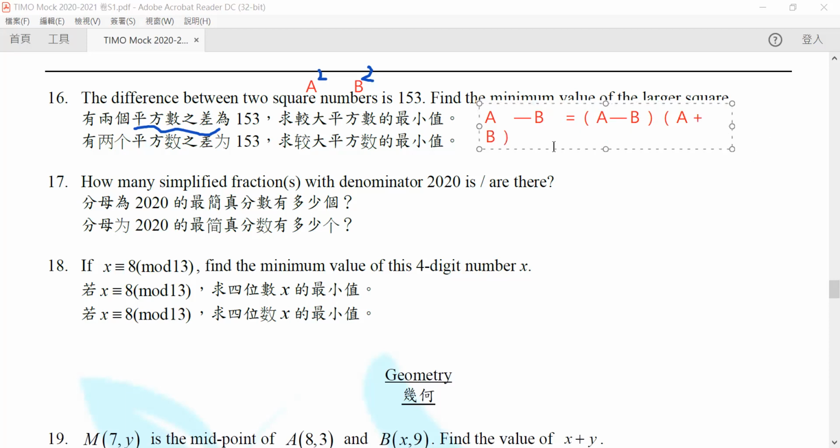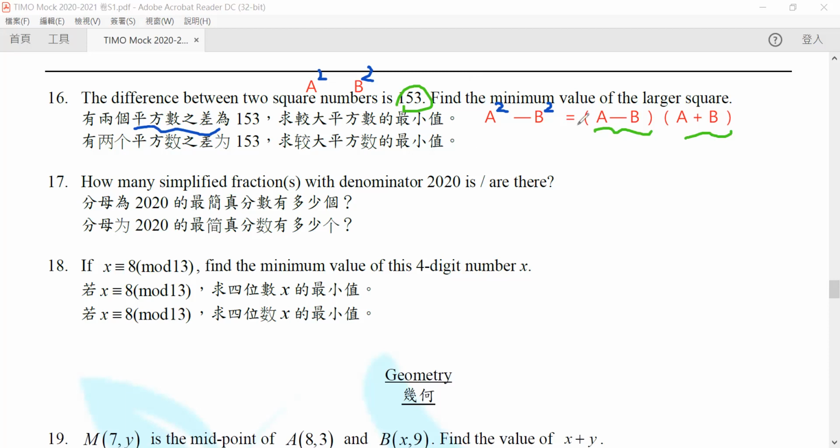So in here, we know that a squared minus b squared is equal to (a minus b) times (a plus b). So now we know that these two numbers must be factors of 153. All right, then we can study all the factors of 153, and then we will get answers.